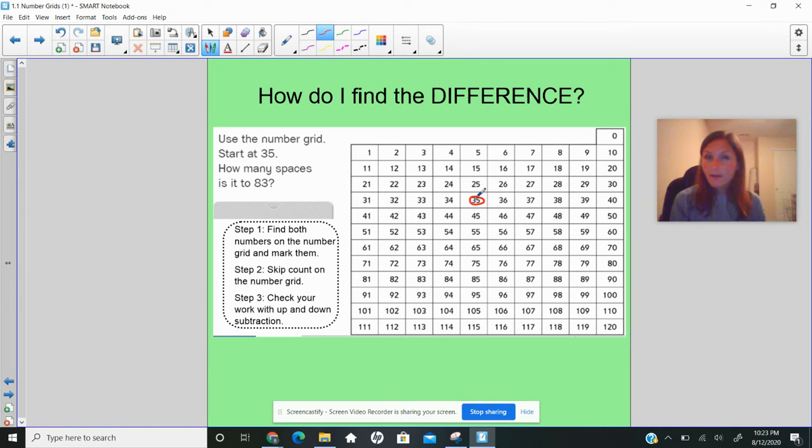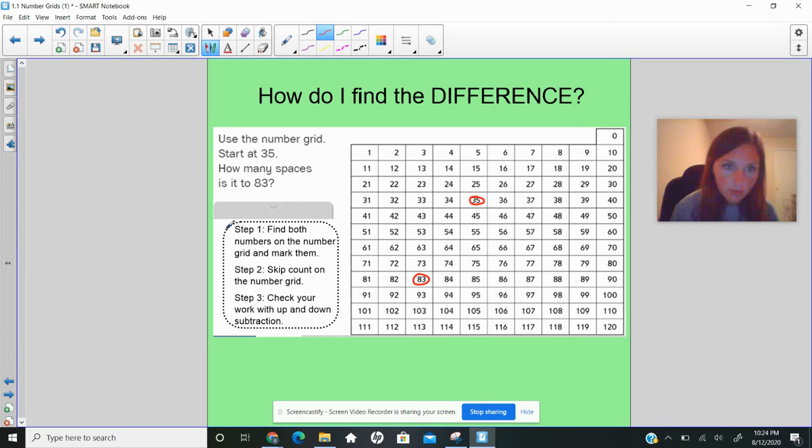And if you don't have different colors with you, this time you might use a circle, next time you might use a square, the next time you might use a star. So that's a different way you can mark them. But I'm going to use a red circle. So how many spaces is it to 83? It said mark both numbers. So I marked 35. Now I need to find 83. I'm going to circle that one.